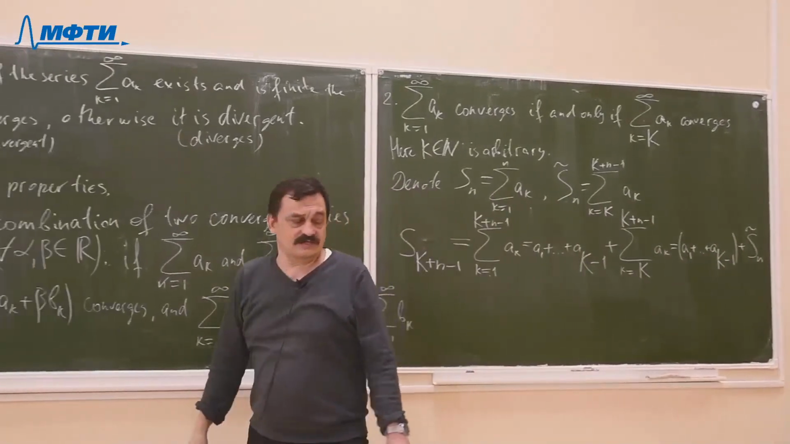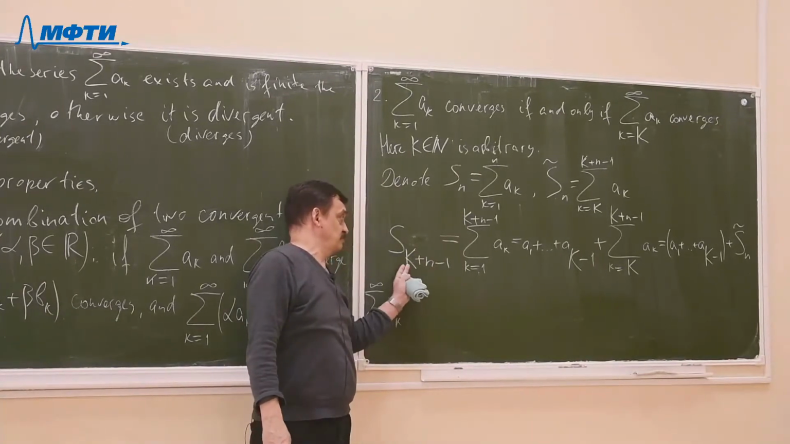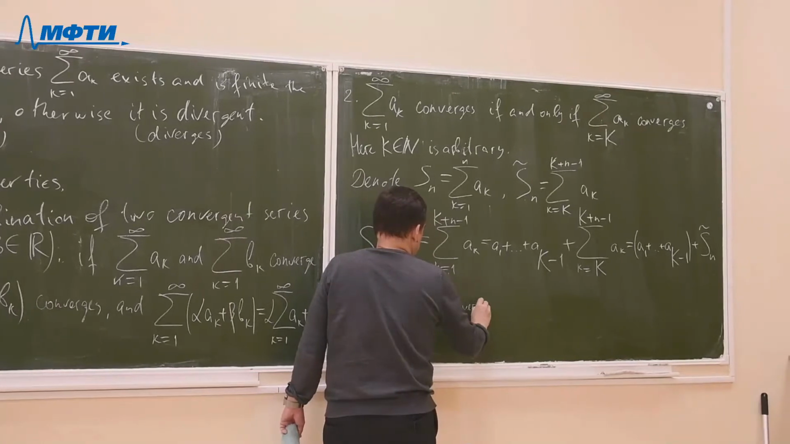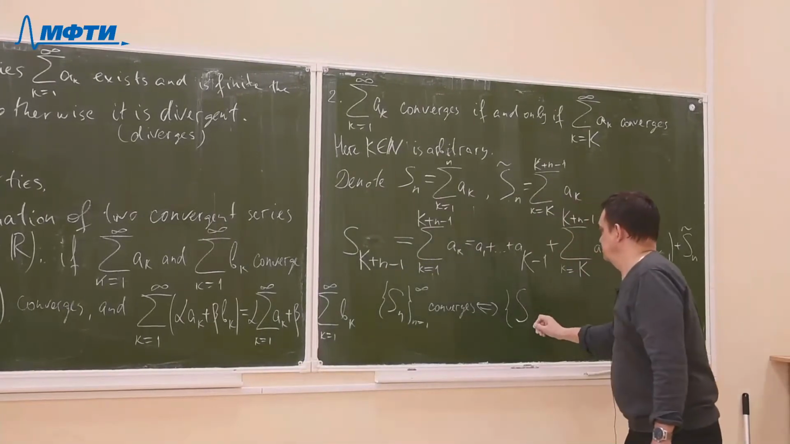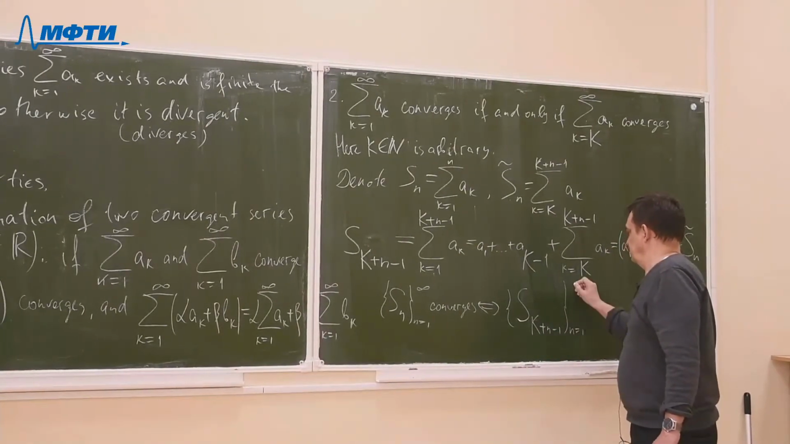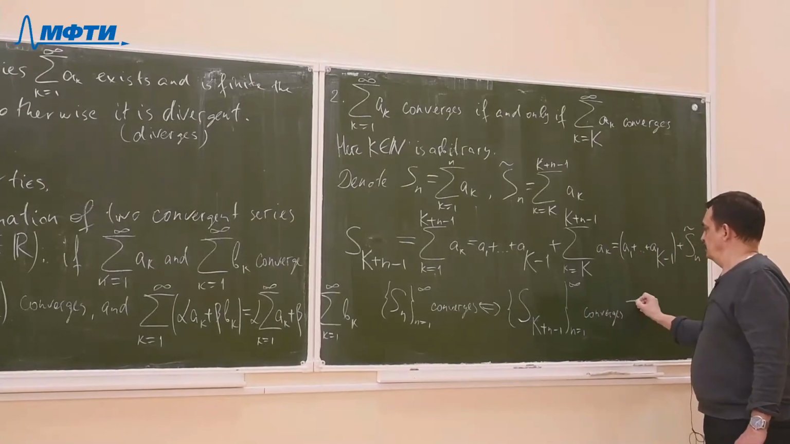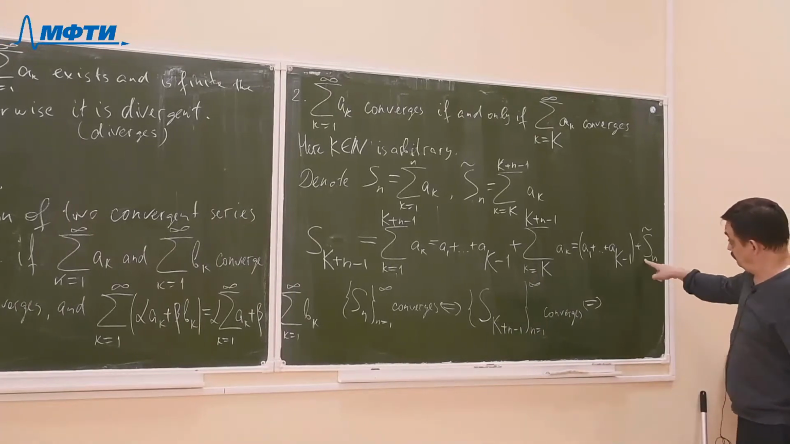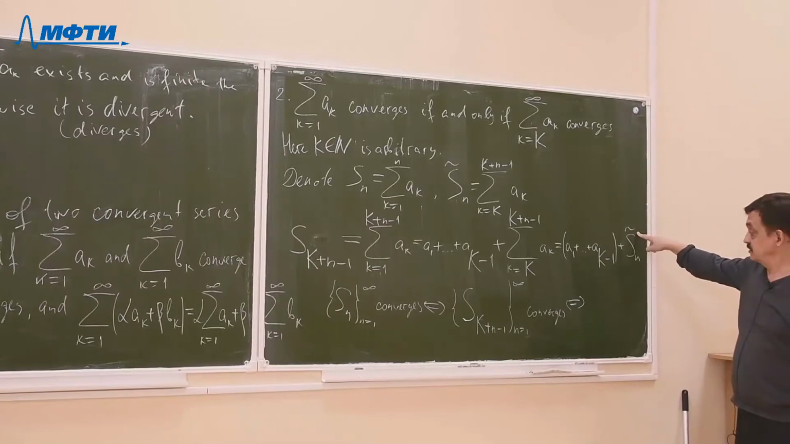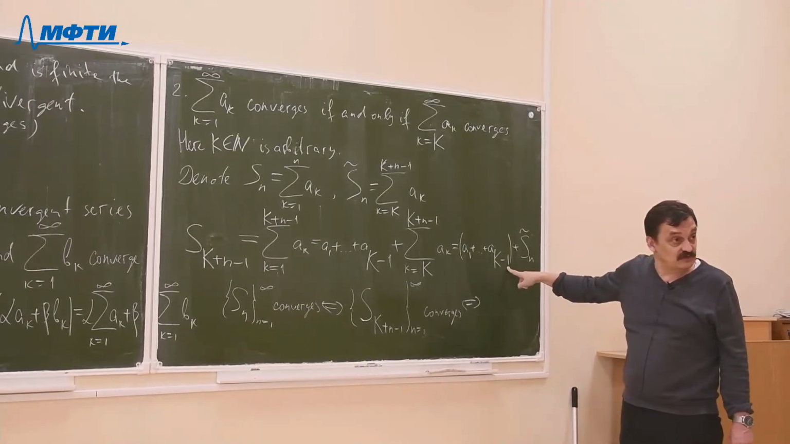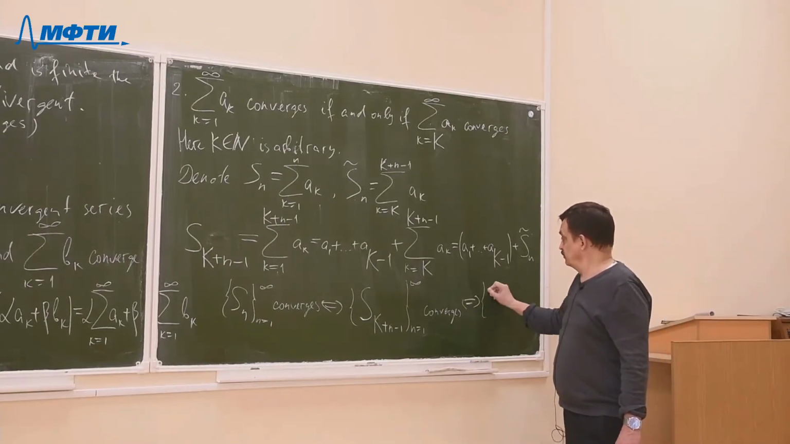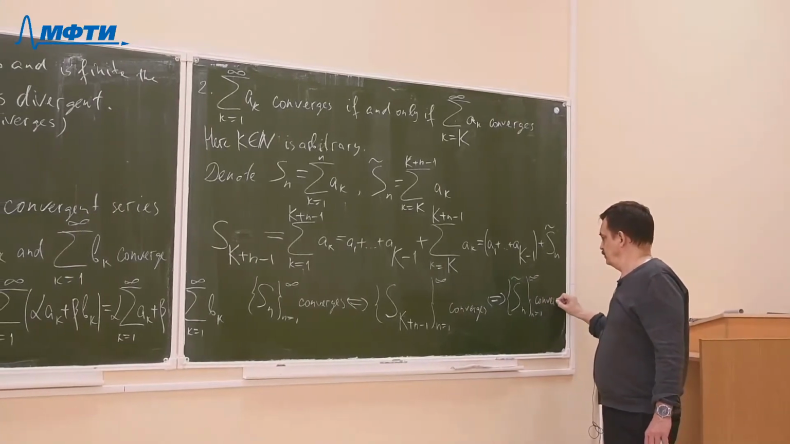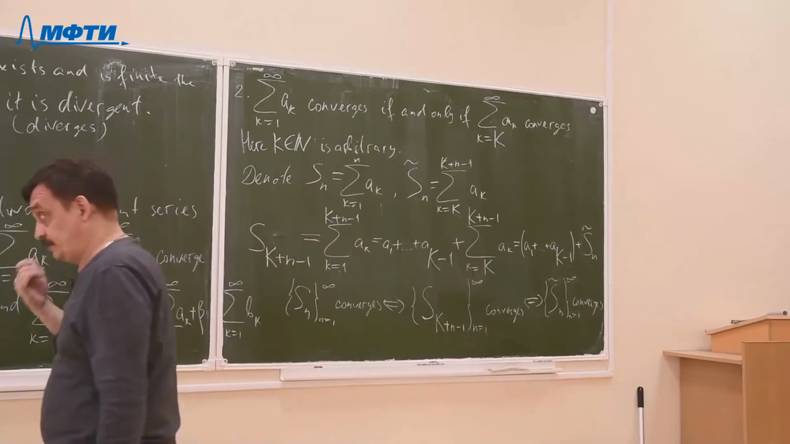So you see that once the sequence of partial sums Sn converges, so Sn converges, if and only if S capital K plus n minus 1 converges. And since those numbers differ from partial sums for the second series by a certain fixed number, that is a fixed number, right? So if and only if Sn tilde converges. And that is precisely what is written. Okay.